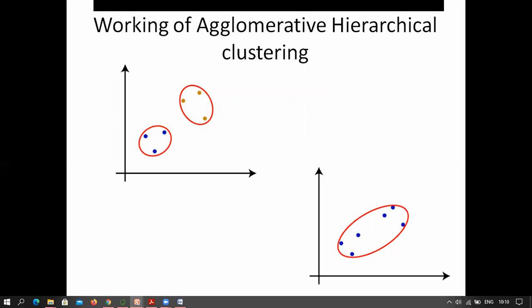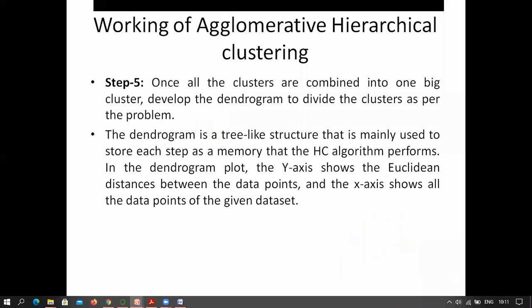Okay, so till now, any doubt? I think this was very easy. Till now, what we are doing was very easy. But what is the next step? The next step, which is the last step: once all the clusters are combined into one big cluster, we need to make one dendrogram. So what is that dendrogram? I will tell you how to create that dendrogram and how to find out the optimum number of clusters that you have to take. Okay, so any doubt so far?